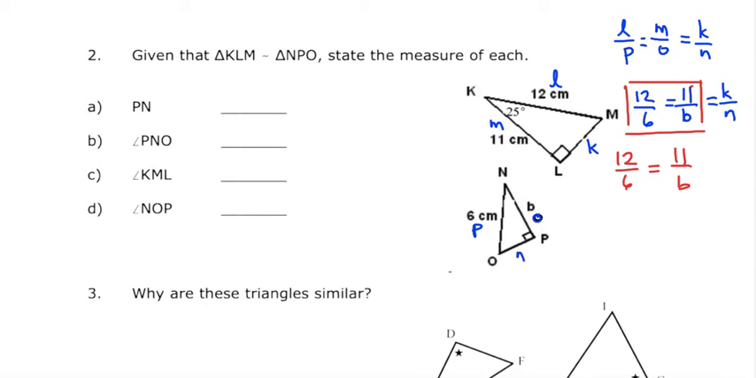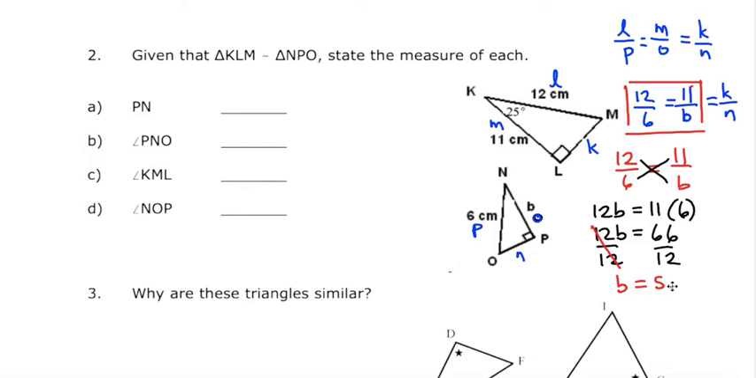It doesn't matter which one you use. So I'm going to do my cross multiplication. So 12 times B is equal to 11 times 6. 12 times B is equal to 66. Now I'm going to divide by 12 from both sides, so it crosses out on the left-hand side. And B is equal to, when I work this out in my calculator, I get 5.5. And my units, so what am I measuring these side lengths in, is centimeters. So my answer to part A would be 5.5 centimeters.